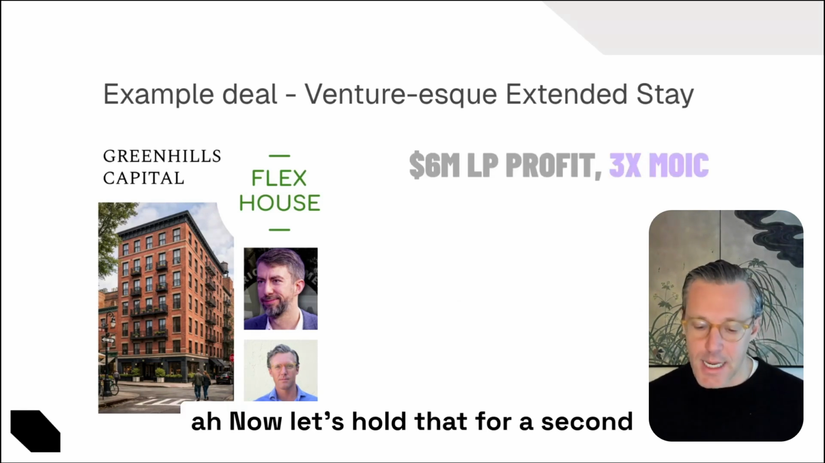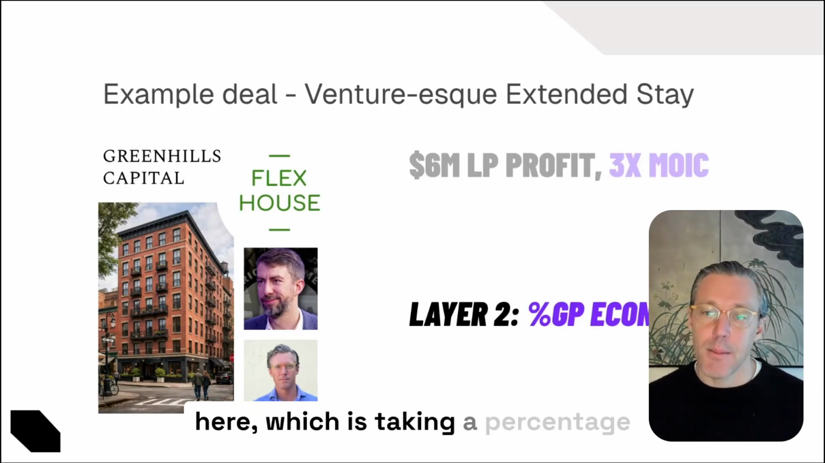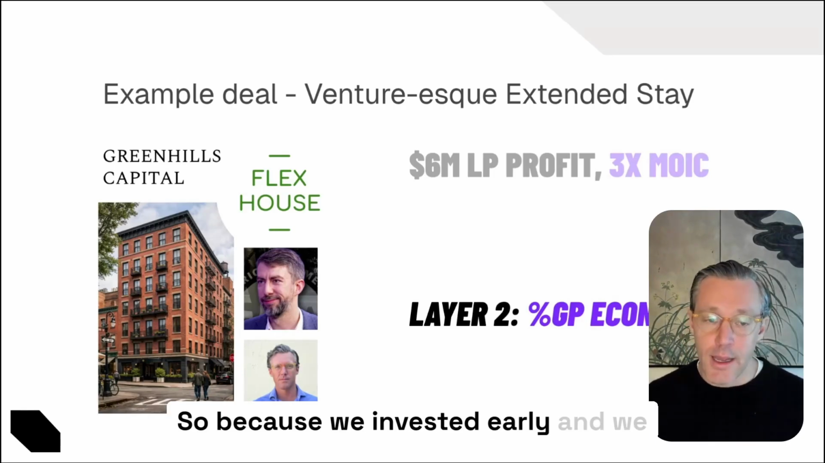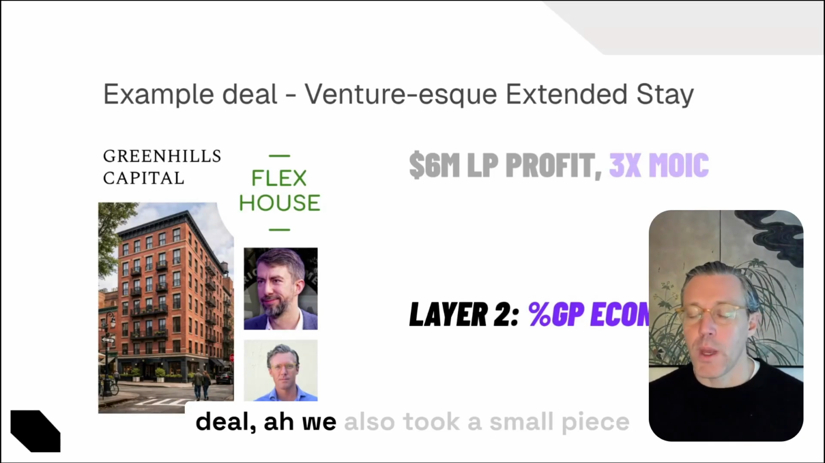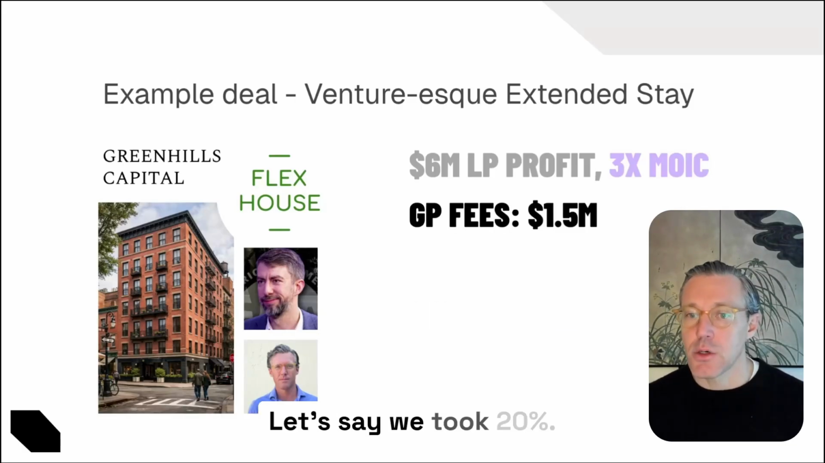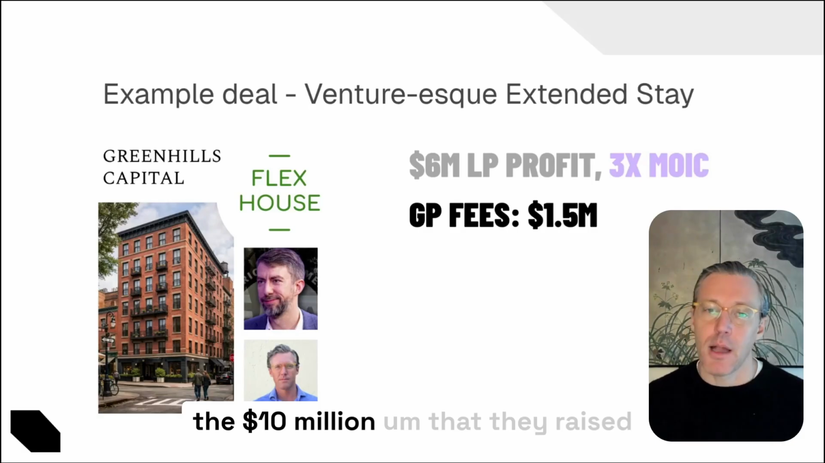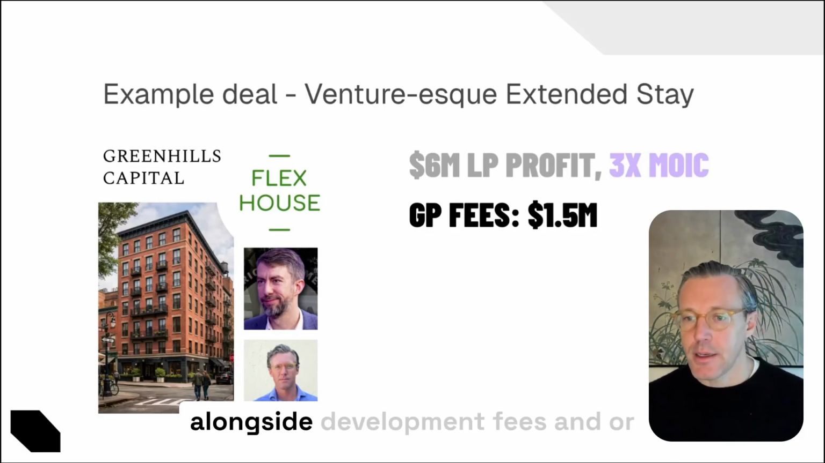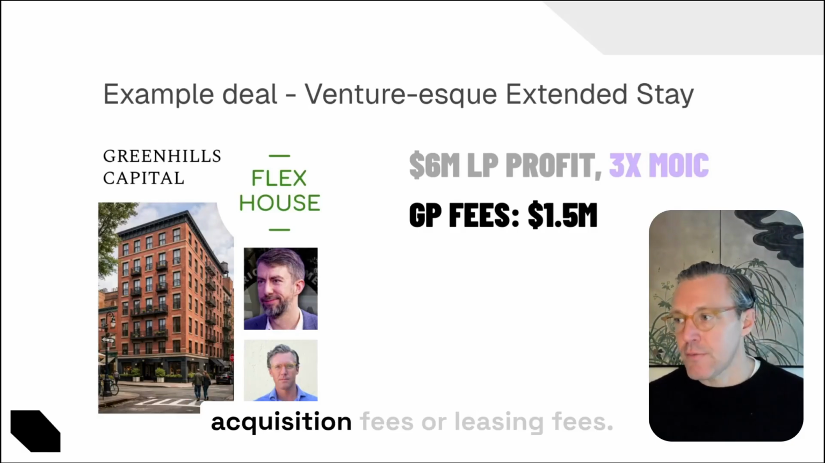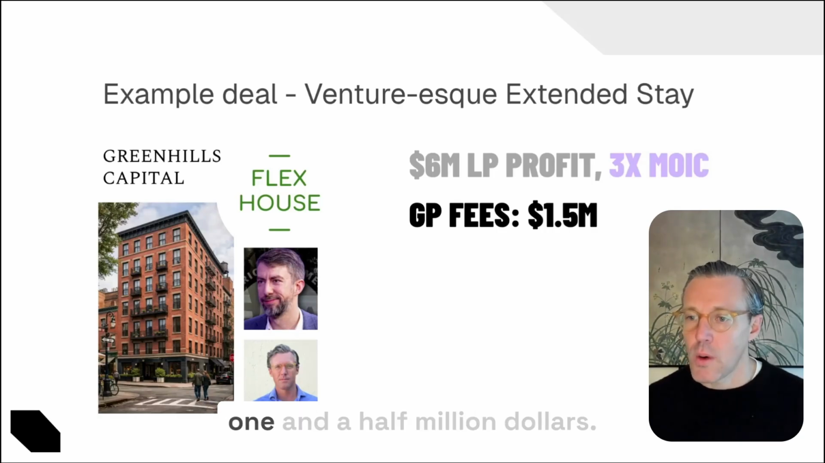Now let's hold that for a second and look at the second layer here, which is taking a percentage of GP economics. Because we invested early and significantly in that first deal, we also took a small piece of the GP. Let's say we took 20%. So the GP's fees off of this, asset management fees for managing the $10 million that they raised, alongside development fees and/or acquisition fees or leasing fees, all added up over 5 years to $1.5 million.